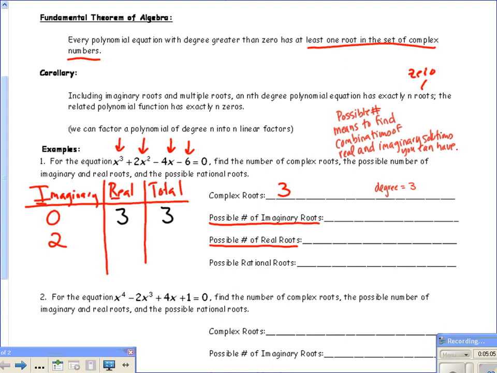If I have 2 imaginary answers, then that means I have to have 1 real answer, because the total between the two has to add up to the degree, which in this case is 3. So the possible number of imaginary roots would be 0 and 2, and the possible number of real roots would be 1 and 3, or if you want to write 3 and 1, it doesn't really matter which way you write it. So those are the possibilities.